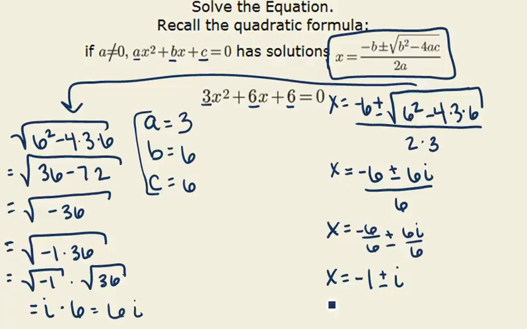So now we have x is equal to negative 1, and this plus or minus here means that we have negative 1 plus i is one solution, and x equals negative 1 minus i is our second solution. And those are our two solutions to this equation.